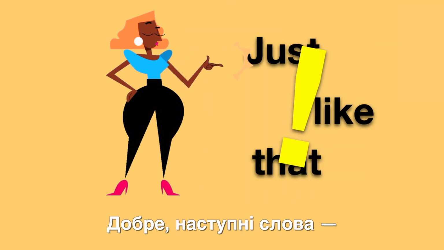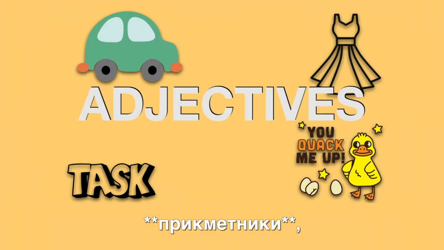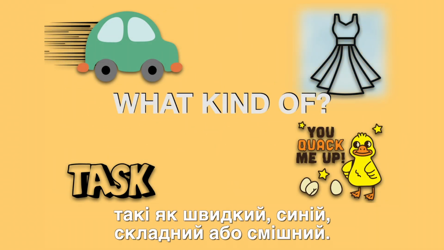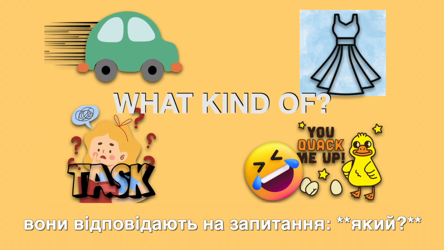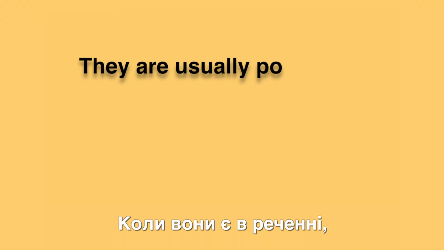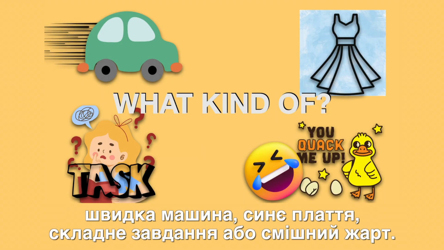Okay. Next ones are the words that describe things, adjectives like fast, blue, difficult, or funny. As you might know, they answer the question, what kind of? When they are in the sentence, their place is right before the nouns they describe. Fast car, blue dress, difficult task, or funny joke.